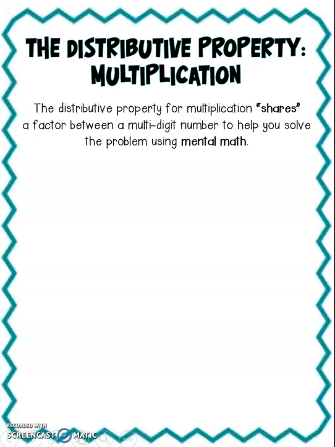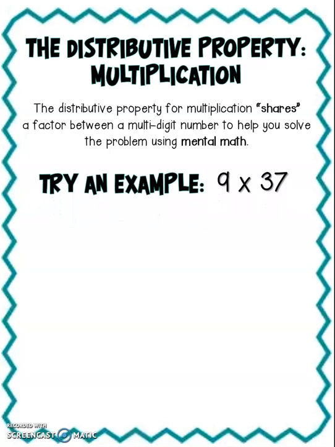For multiplication, when we use the distributive property, what we're doing is sharing a factor between a multi-digit number in order to help us solve using mental math. So for example, I might have the problem 9 times 37. Now, I don't know 9 times 37 off the top of my head, and I don't expect you to either, but I can use some mental math strategies to help me solve this question.